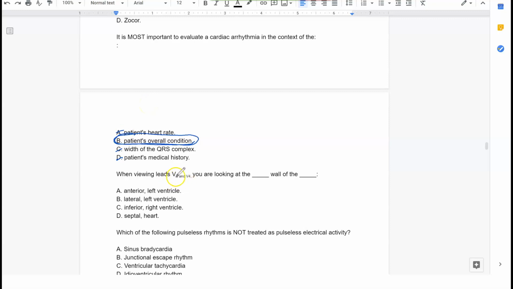When viewing leads V3 and V4, what wall of the heart are you looking at? Back to the drawing board. Septal, anterior, lateral. Oh, there we are. Anterior wall and the left ventricle.